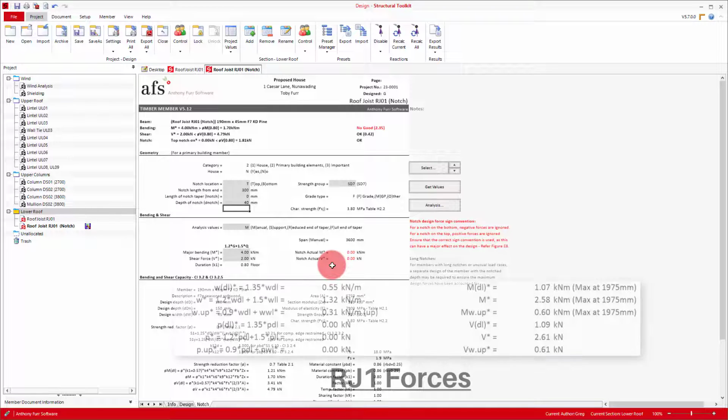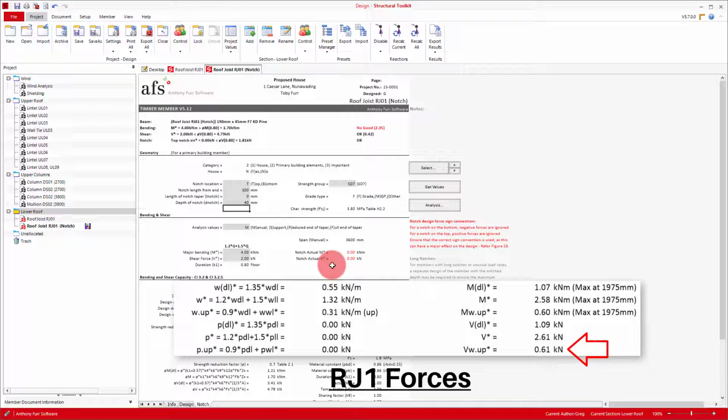We know our box gutter is 300 wide, so that will be the length of our notch. We won't have a taper, and we know the depth of our notch will be 40mm. Finally, we then have our force values, which for shear will be our wind ultimate shear force of negative 0.61 kilonewtons.